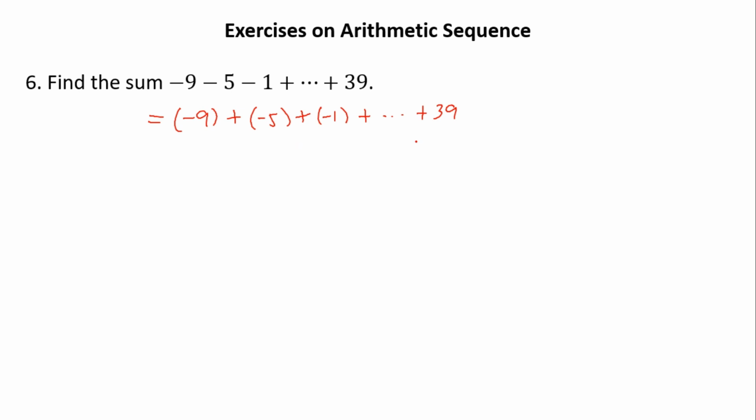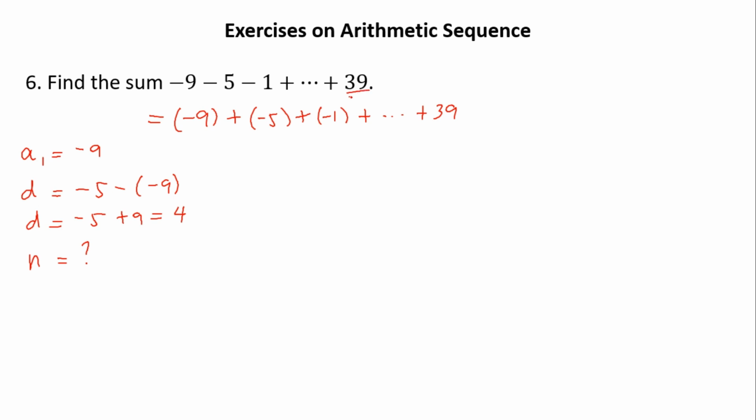Now let's list down first the needed values. A sub 1 obviously is negative 9. The common difference can be found by subtracting a sub 1 from a sub 2, the first term from the second term. So that's negative 5 minus negative 9. So the common difference is negative 5 plus 9, which is equal to 4. However, we don't know the number of terms, n. So what we're going to do now is use first the formula for the nth term to find the number of terms.